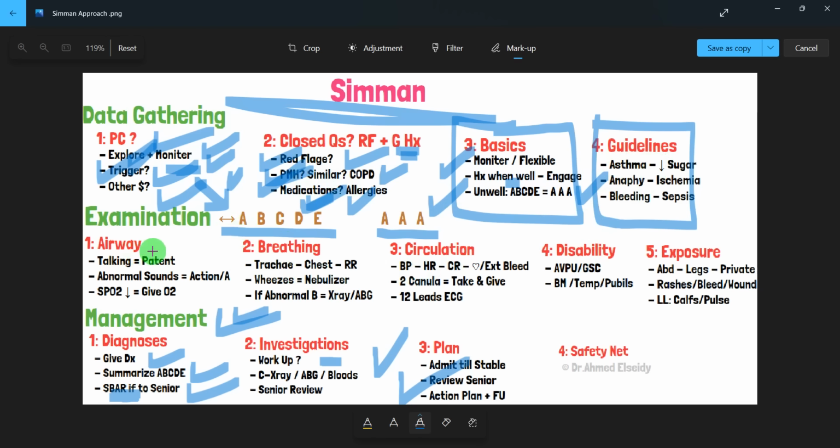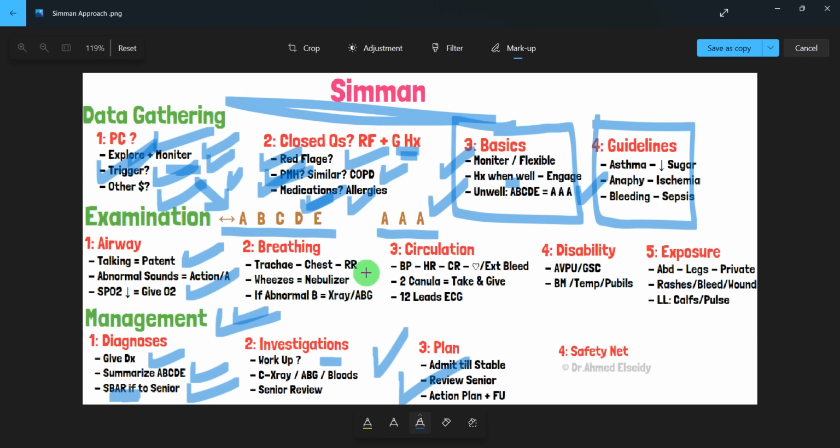A, airway. If he's talking, the airway is patent. If he's not talking to you or making a stridor sound or abnormal sound, which will be unlikely for a BLAB 2 station, in that case you will do an action, which is clearing the airway and stabilizing it with an oropharyngeal or nasopharyngeal tube. When you are examining the airway, you look at the monitor. If oxygen is fine, go ahead. If not fine, do an action, give oxygen, reassess, and it will come back better.